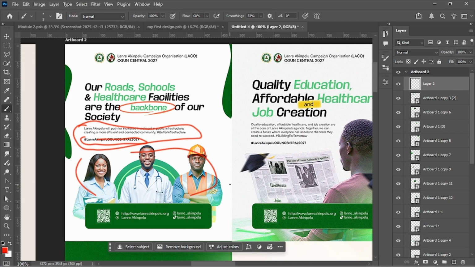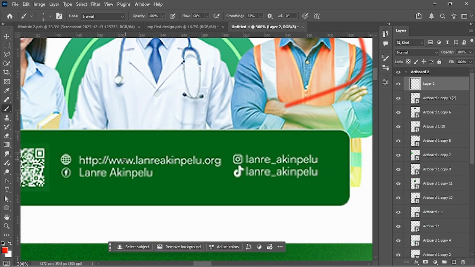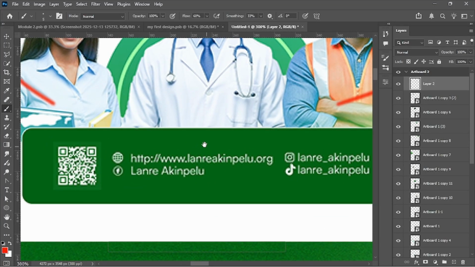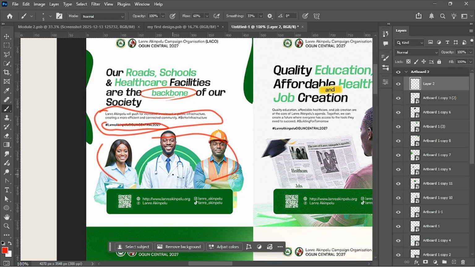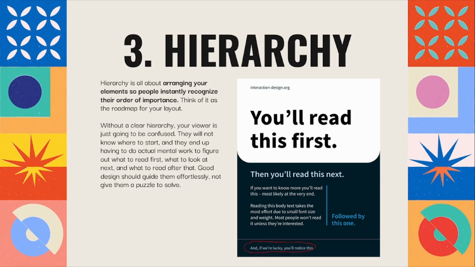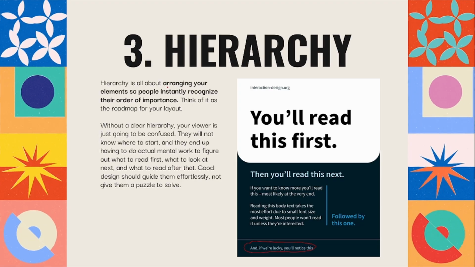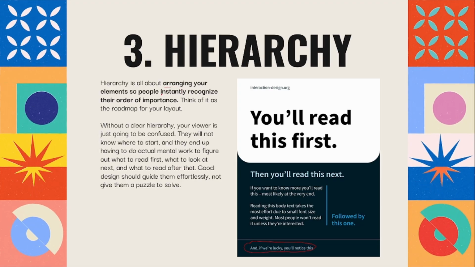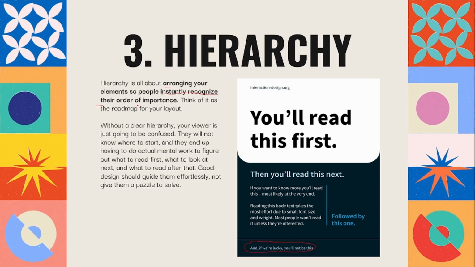And then if you are very lucky, you know how many times have you seen a design and you've decided, oh, let me go and look at the footer, let me look at the social media, unless it's a giveaway and you are supposed to follow them, or you just like this thing and you want to follow them on social media. So this part is essential. You have to add it to your design, but it's what people are going to see last. Hierarchy is the order of importance of information in your design. It's arranging your elements so people instantly recognize their order of importance.